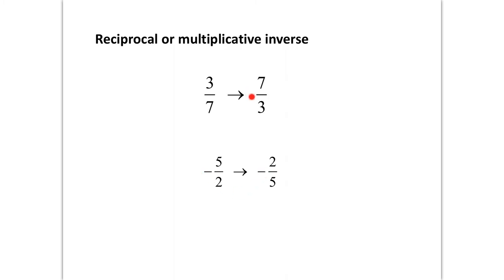That's why over here I didn't change the sign. This is a positive fraction, that's a positive fraction. So you keep the sign, but you have to turn the fraction upside down. So 2 goes on the top, 5 goes on the bottom. The reciprocal of negative 5 over 2 is negative 2 over 5, or you can go backwards. The reciprocal of negative 2 over 5 is negative 5 over 2.